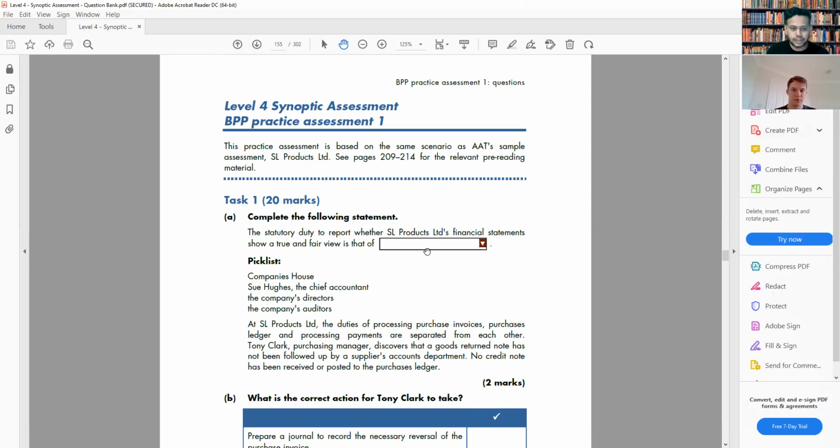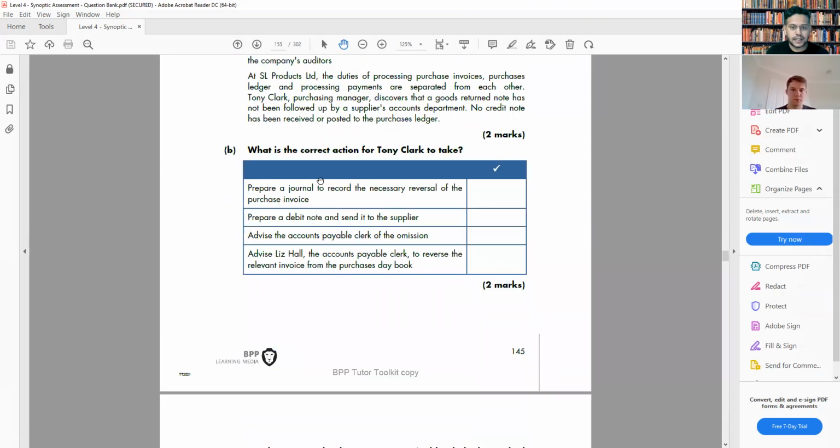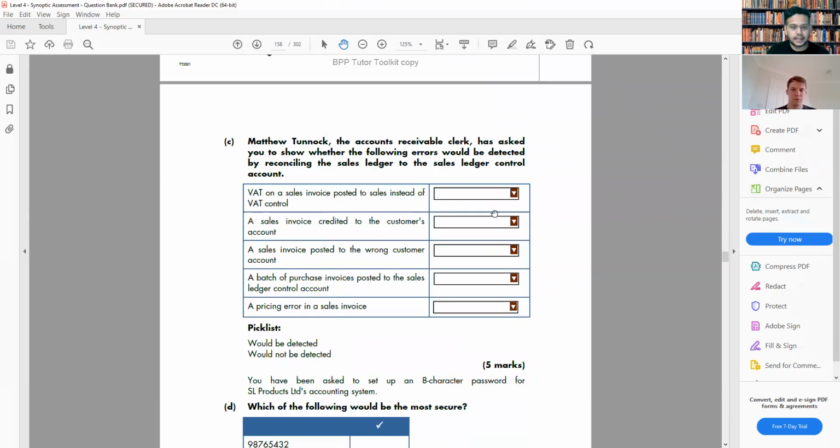They say this question is like a pick list, so you have to pick. Then you can say this one is like choose the right one. Then you have to say this is the sales ledger control, this is the trade receivable. So sales ledger control account, you see.